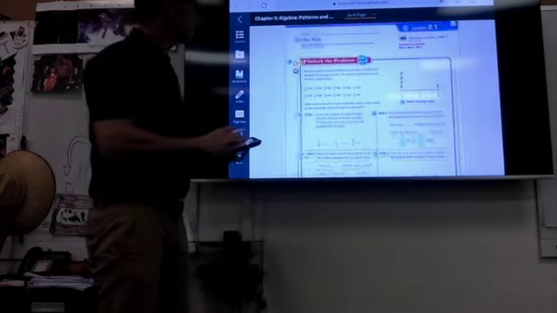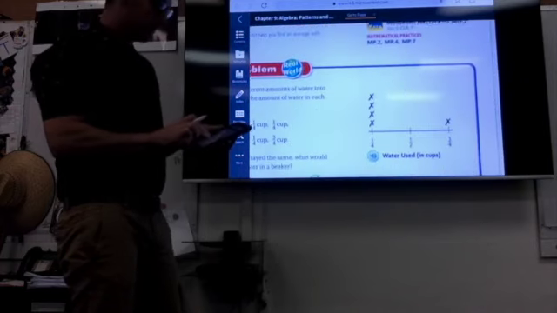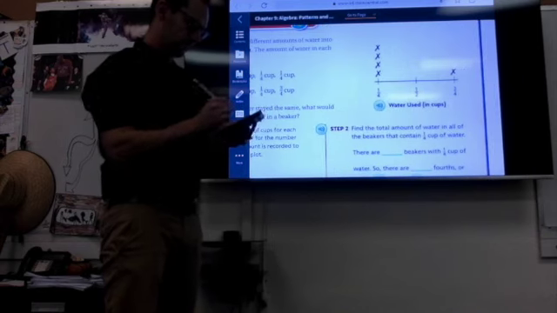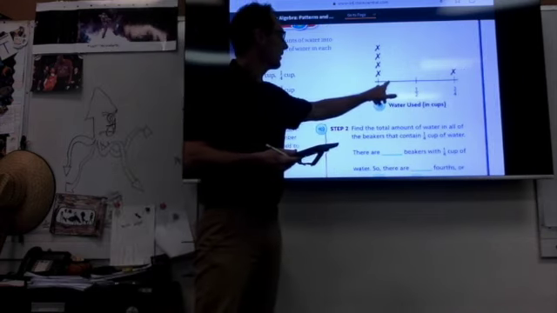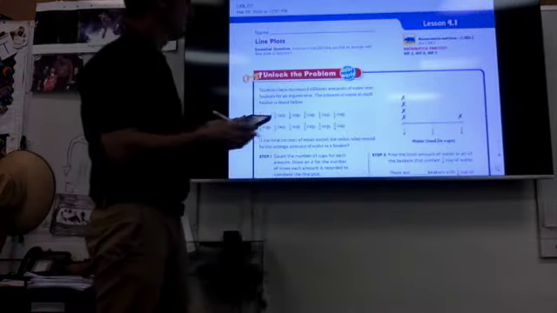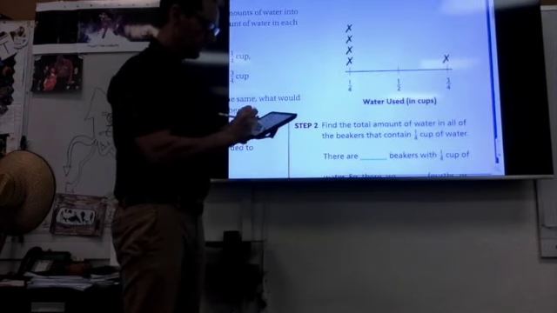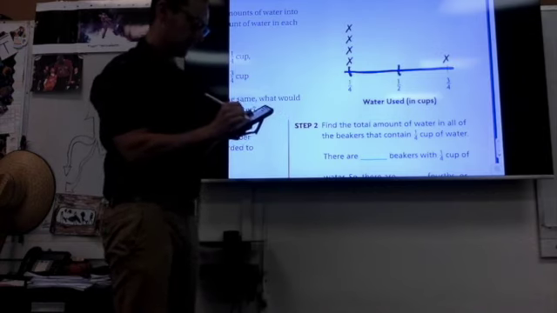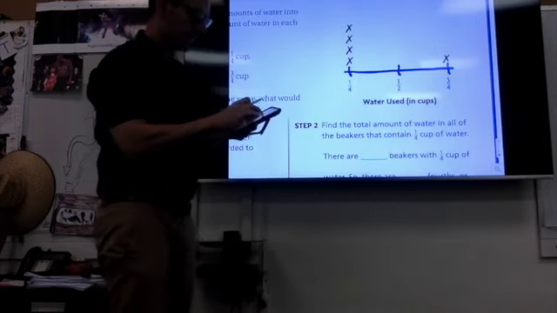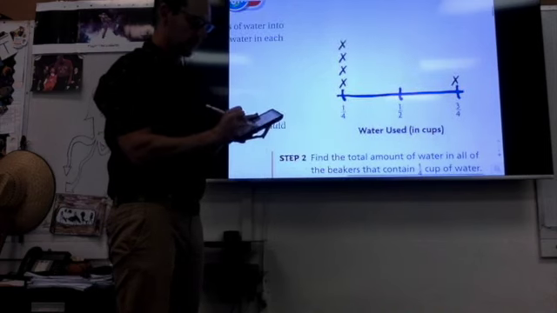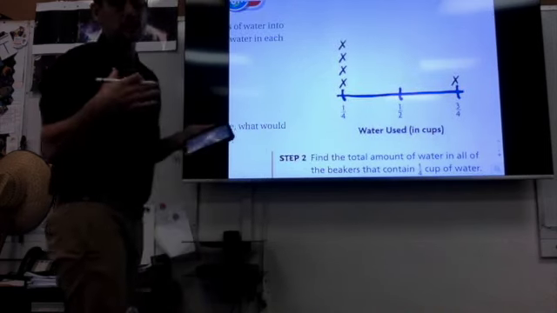So line plots. If you can see here, a line plot is a line. Oh, wait, what am I doing? Go back to this one. Okay, the line plot's here. Our line, and we put points on it to help us organize it. You can see in here that we have 1/4, 1/2, and 3/4 of information, and they put X's on here to show us how many of those numbers.